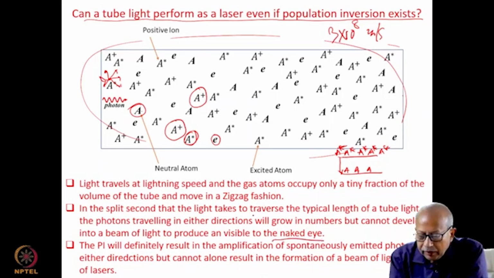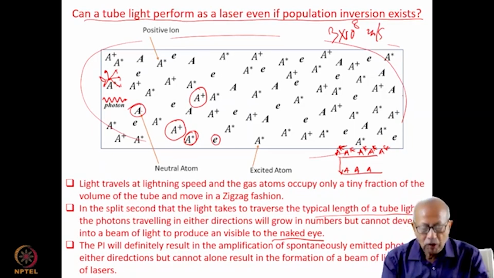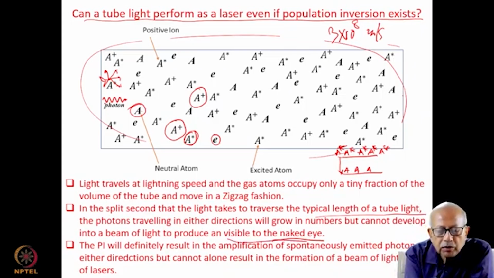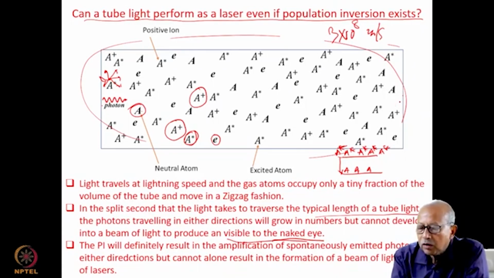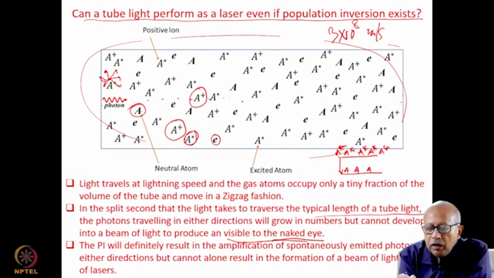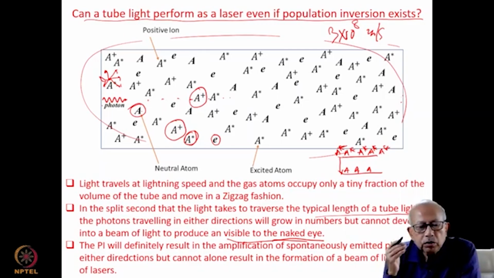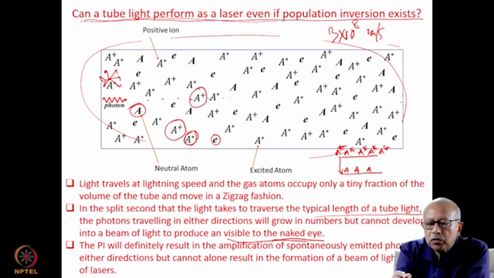In the split second that the light takes to traverse the typical length of a tube light, the photons traveling in either direction will grow in numbers, but cannot develop into a beam of light to produce an effect that is visible to the naked eye. It would be true for photons traveling from left to right, or from right to left, and even for photons which begin their journey at progressively much closer distance from the ends. Therefore, we are now in a position to answer this question that we posed.